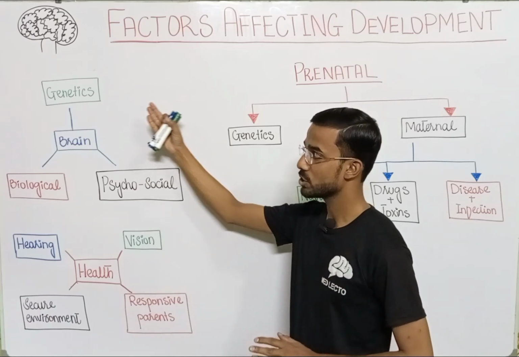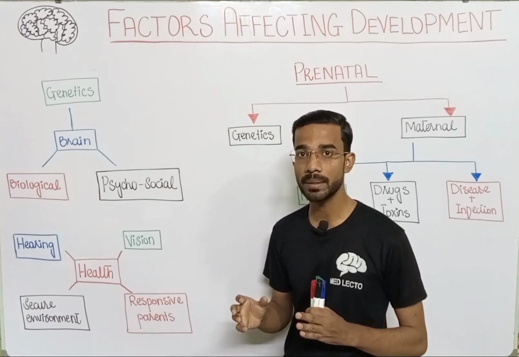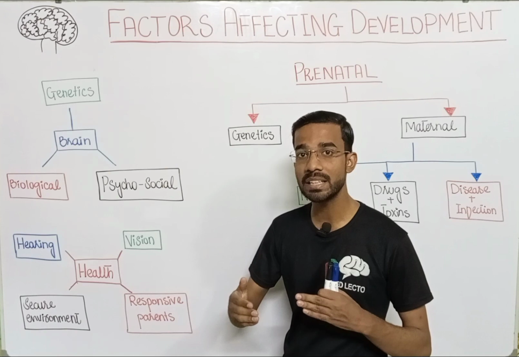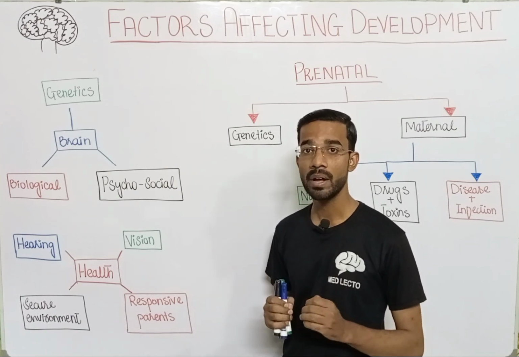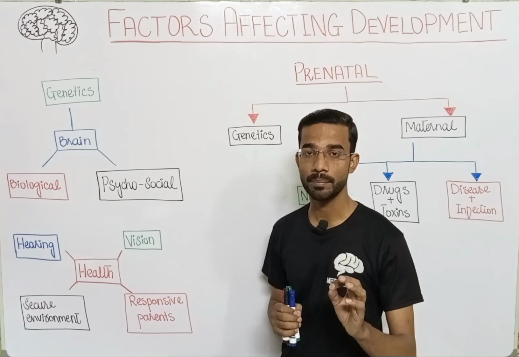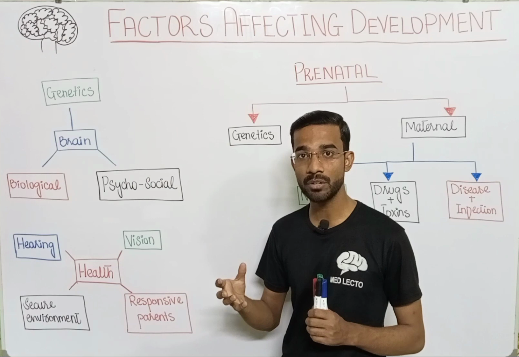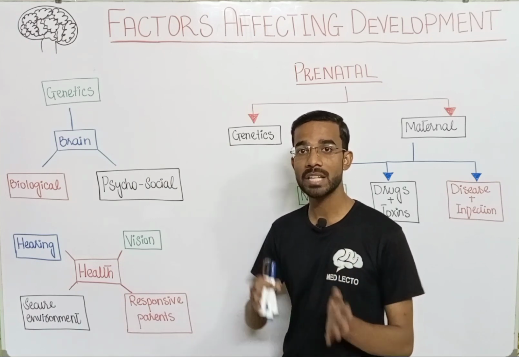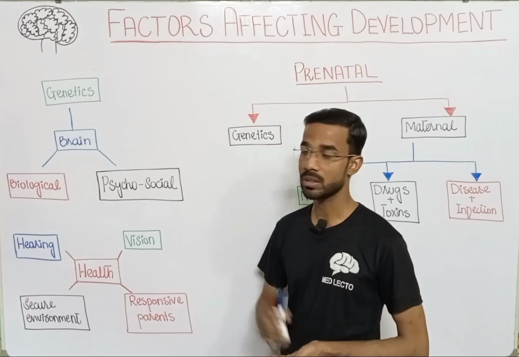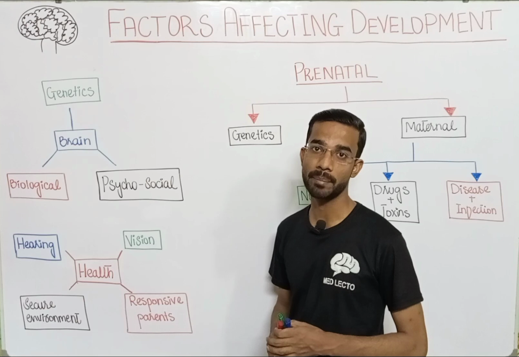First one is the genetics. If there is an abnormality or if there is a mutation, then it will affect the developmental process of the brain. How? If you see Down syndrome, in Down syndrome you will see the brain of that child will not work properly or will not develop properly as compared to the normal child. So that's the genetic factors also involved in the development of the brain.